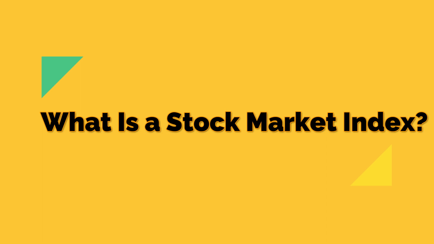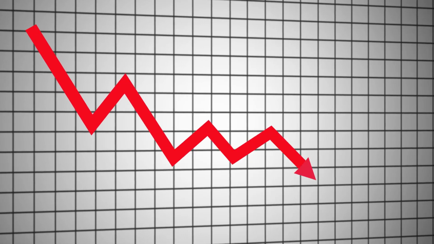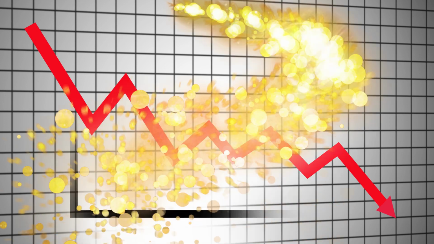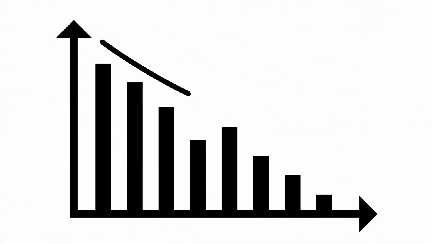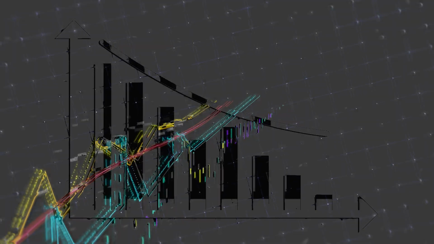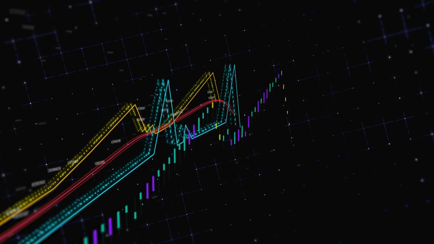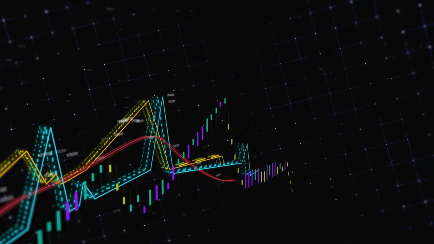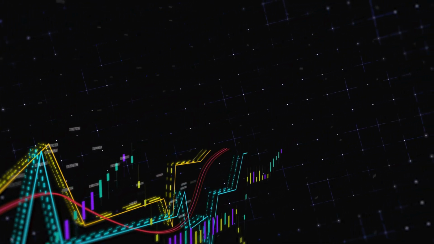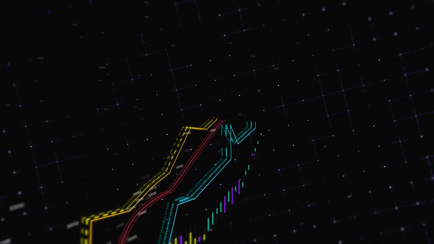What is a stock market index? A stock market index is a measure of the performance of a particular group of stocks that represent a particular sector, market, or economy. It provides investors with a benchmark to evaluate the overall performance of the stock market or a particular segment of it. A stock market index is calculated based on the performance of a specific group of stocks.